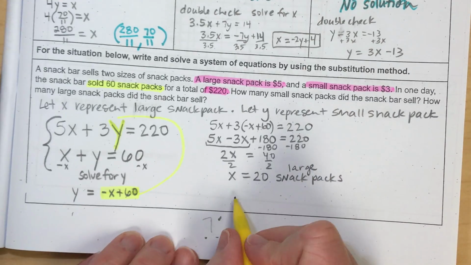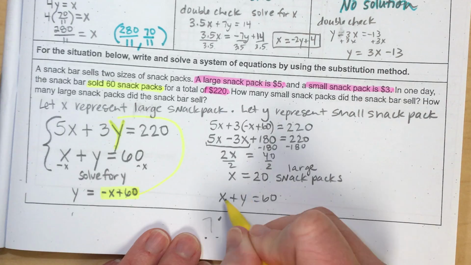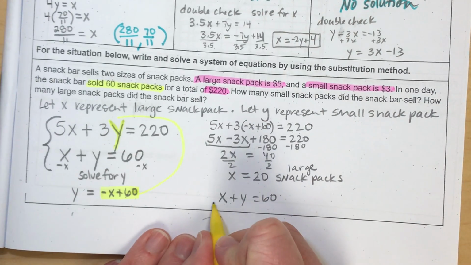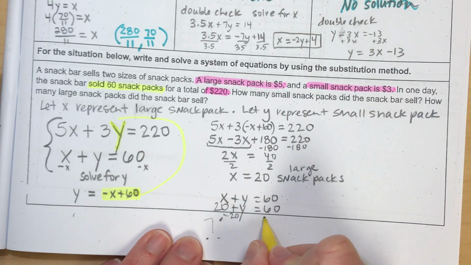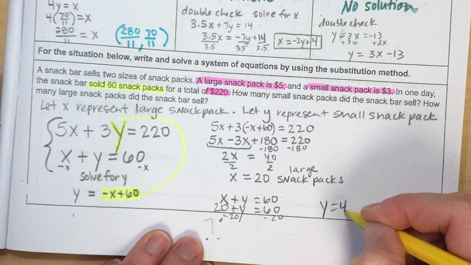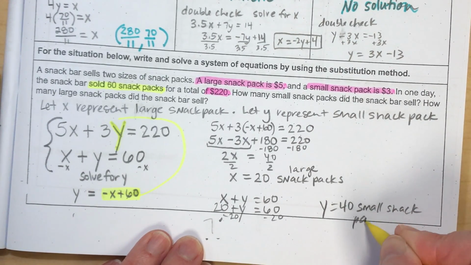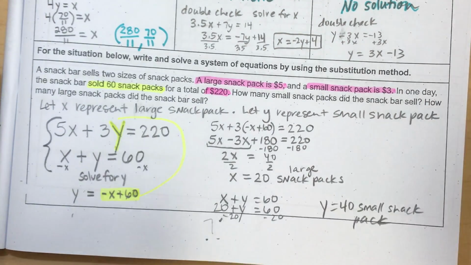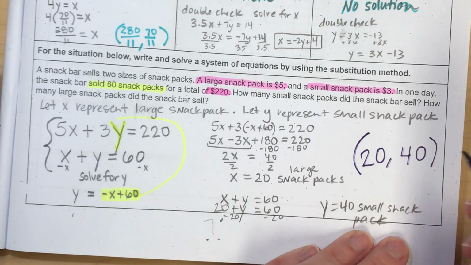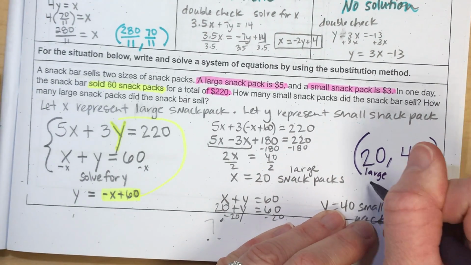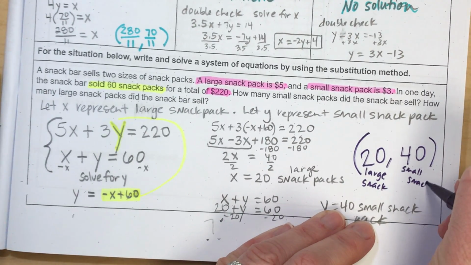Now, if the total amount that we sold was 60, our X plus Y was equal to 60, and I substitute 20 large snack packs in, so 20 plus what number of small snack packs then makes 60. Well, if you subtract that 20, you get Y is equal to 40 for the small snack pack. So here's our solution right here. It is 20 large snack pack, 40 small snack pack, and I'm just going to write that here. Large snack and small snack. Great job.